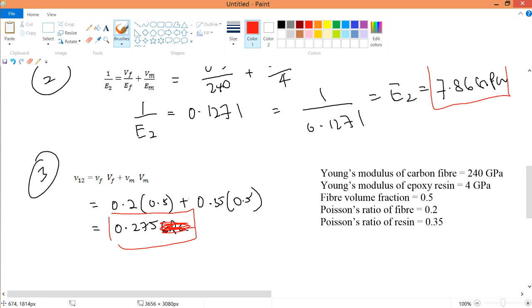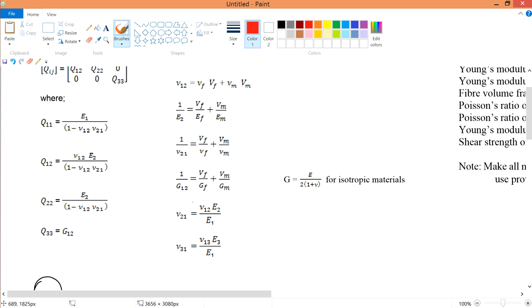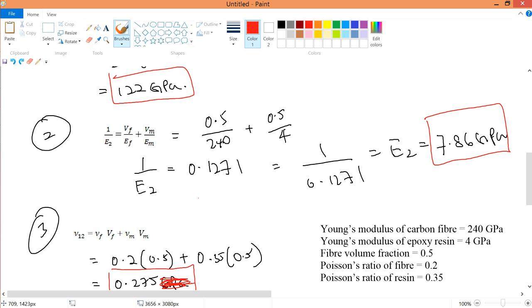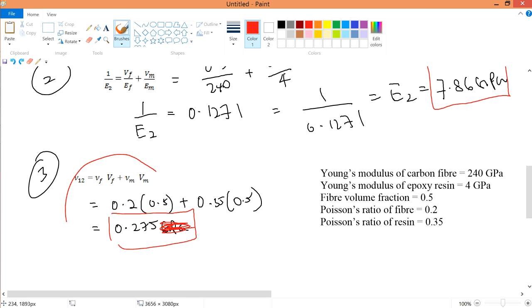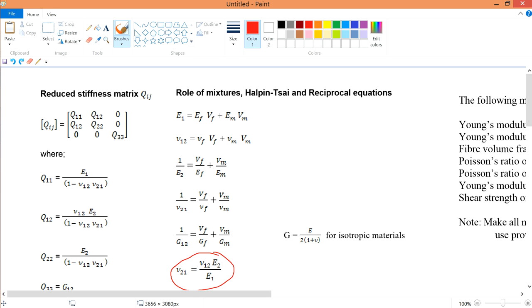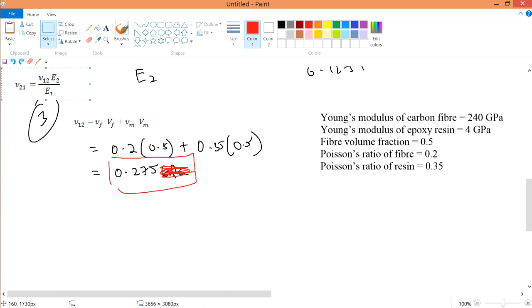After you know your V12, you can simply use this formula to find your V21. Because you know your V12, your E2 and your E1 already, which is what we have calculated. This is the value of our E1, this is the value of our E2. Then we have calculated the Poisson ratio 1 2, and therefore we can just simply use this formula.